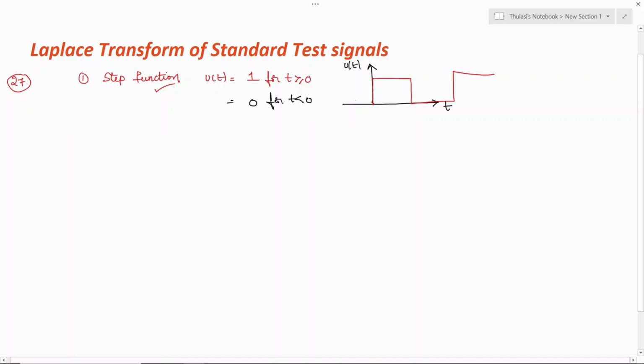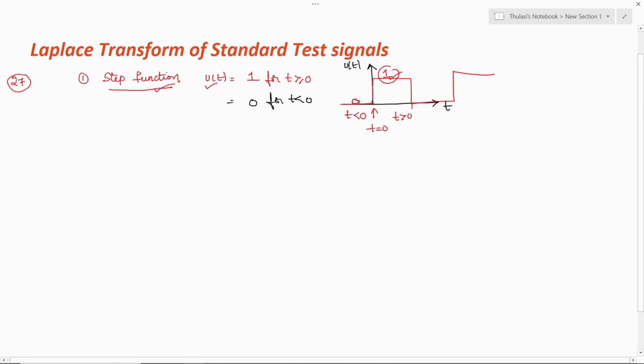Okay, it maintains a magnitude of 0 for time t less than 0, and at t equal to 0 and t greater than 0, it maintains a magnitude of 1. So this is like a step. Just like a staircase in your home, it initially maintains 0 value and then it maintains 1. Therefore these sorts of signals are called step signals or step function. So this is defined with the name u of t.